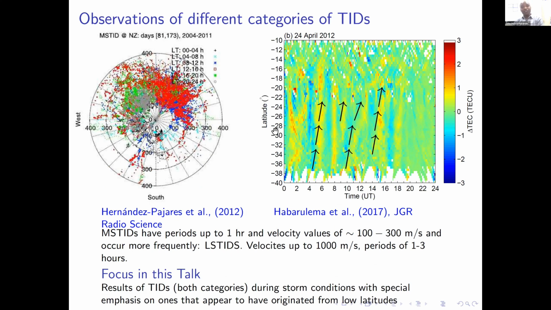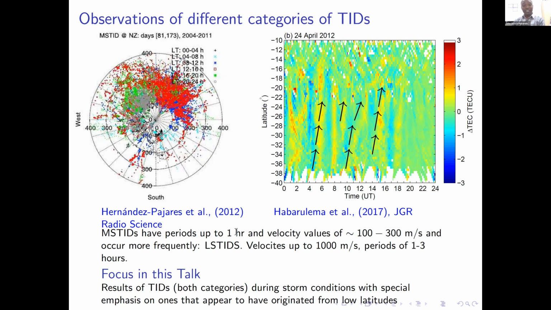On your right-hand side, you see these black arrows. Of course, on the x-axis, we have time. On the y-axis, we have latitude. And so you can see these observations over southern Africa. The arrows are showing the propagation of these waves from the southern hemisphere towards the geomagnetic equator. And we know that medium-scale TIDs have periods of up to an hour, velocity values usually between 100 and 300 meters per second, and we know that they occur more frequently.